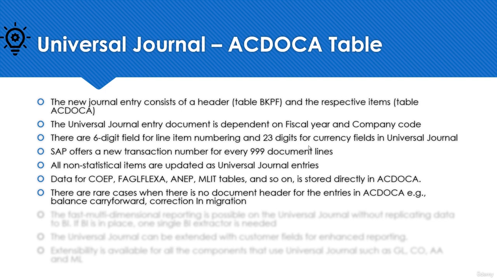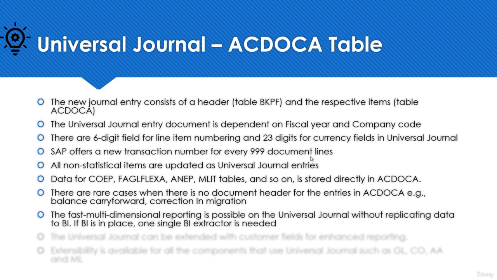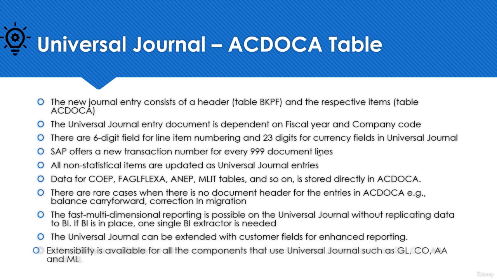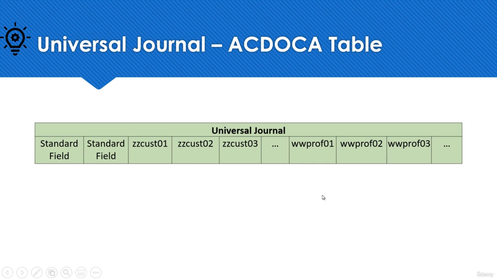Fast multi-dimensional reporting is possible on the Universal Journal without replicating data to business intelligence. If business intelligence is in place, one single business intelligence extractor is needed. The Universal Journal can be extended with customer fields for enhanced reporting. Extensibility is available for all the components that use Universal Journal, such as GL, CO, AA, and ML. There are two capabilities through which Universal Journal can be extended, and those are COPA extensibility and coding block extensibility.